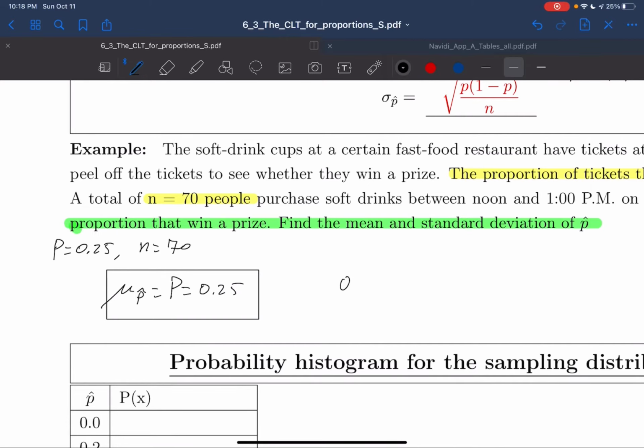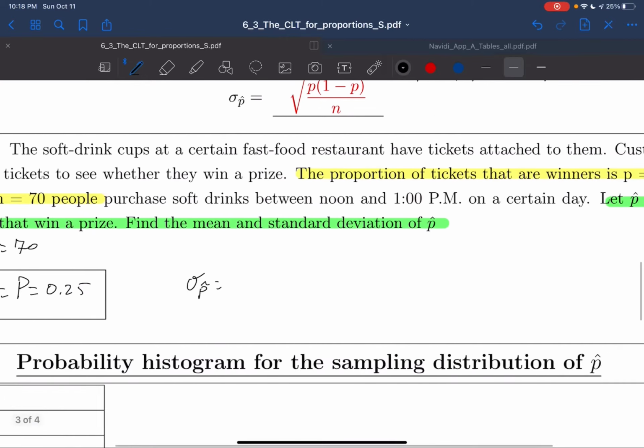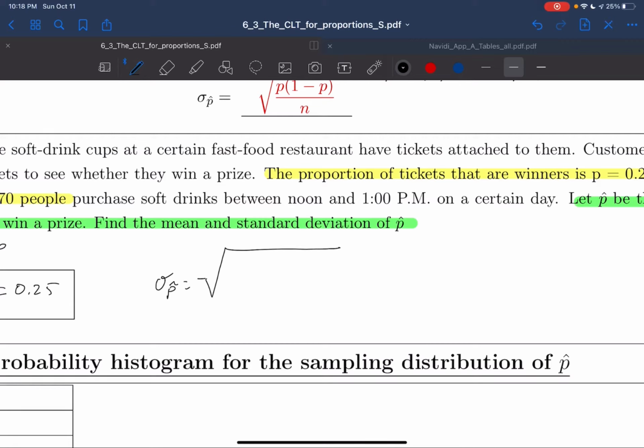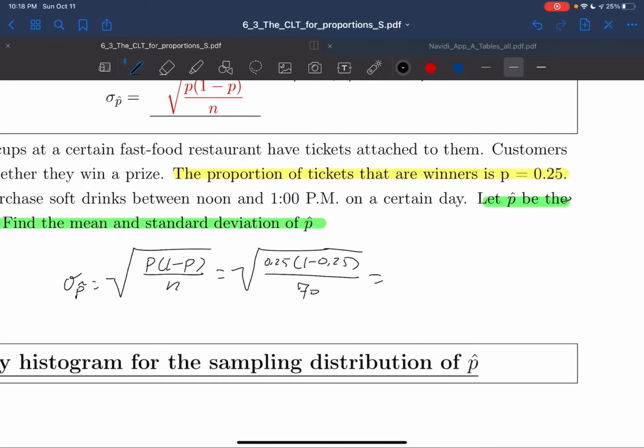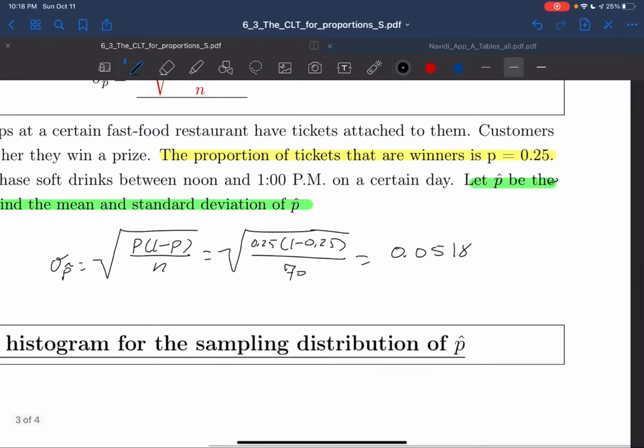And our standard deviation of p hat is just going to be the square root of p times 1 minus p all over n, which is going to be equal to 0.25 times 1 minus 0.25 divided by 70. And if you put this in your calculator, this should be equal to 0.0518.